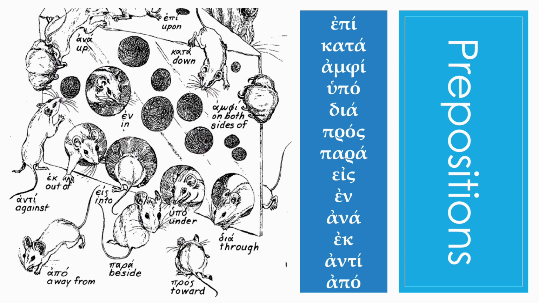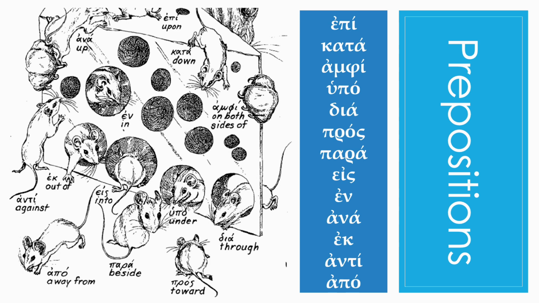We have epi, meaning upon. Kata is down. Amphi, both sides of. You can see the cat's paws are on both sides of the cheese. Hupo is under. Dia is through. Pros is towards. Para is beside or alongside. Eis means into. En means in, as it does in other languages.